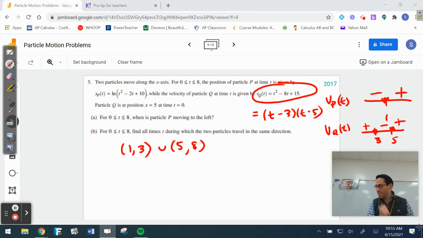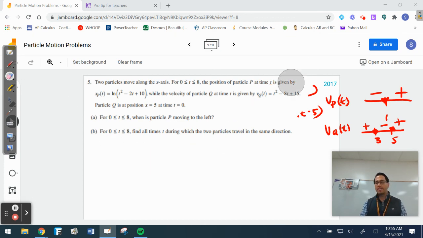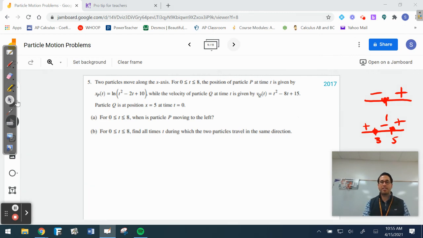Sweetie sweets, 1 to 3, 5 to 8. And you want to say that both velocities of P and Q have the same sign. All right, let's keep it. That was worth 2 points. Okay, I'm going to keep that there in case I still need it.